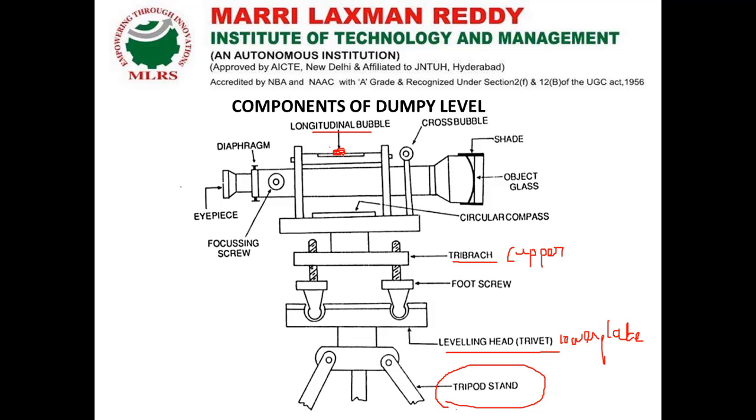So that the line of sight lies in the exact horizontal plane. That should be done with the help of these foot screws. By rotating these foot screws the longitudinal bubble stays at the center at all positions when we rotate the telescope in the horizontal plane.